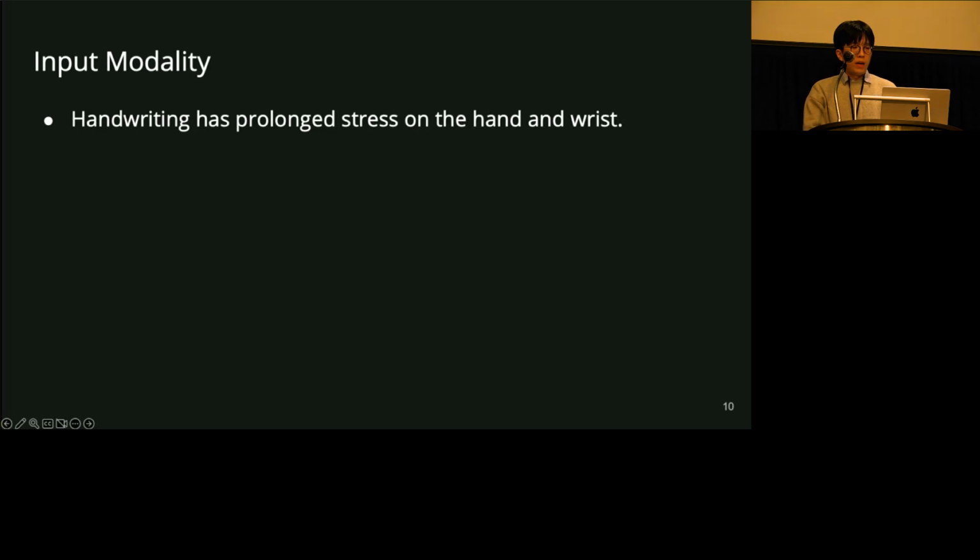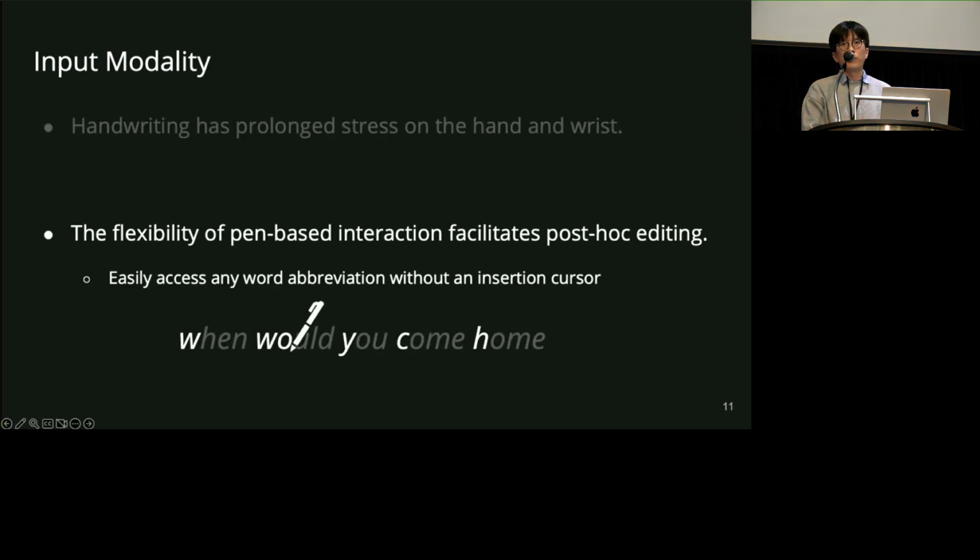As a proof of concept exploration, we chose handwriting as our input modality because it has prolonged stress on the hand and wrist, making it very exhausting for users. In other words, handwriting can significantly benefit from reduced physical efforts. Also, in the cases when the initial abbreviation fails to be disambiguated, the user needs to modify or complete the abbreviation. The flexibility of pen-based interaction enables random access to the sequence of the word prefixes, so we don't need an insertion cursor to specify the concerned word.